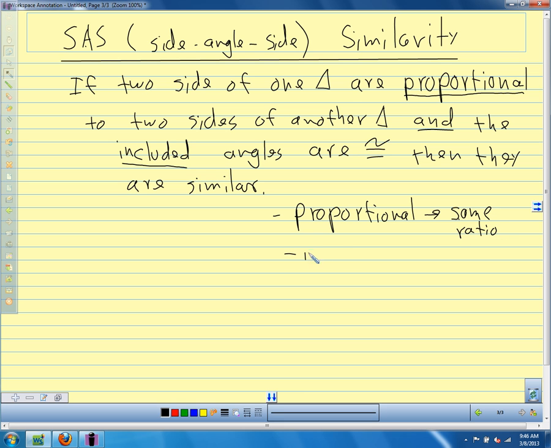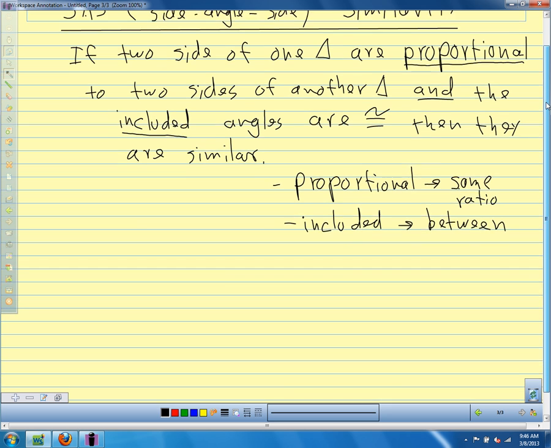What does included mean? It's been a while since we've talked about included angles. Anybody remember what included means? In between. Included means between. So the angle has to be between the two sides that are proportional. So we're looking at two sides on one triangle that are proportional to two sides of another triangle, and the angle is between them. So let's look at some examples using side angle side.